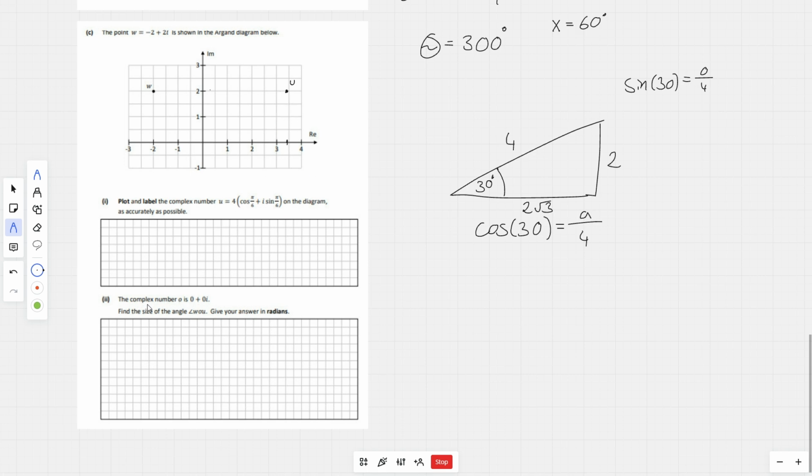Okay, and then for part 2, the complex number O is 0 plus 0i. So I'm just going to plot this here, right in the origin. Find the size of the angle WOU. Give your answer in radians. So we're just going to go from here to here, from here to here.